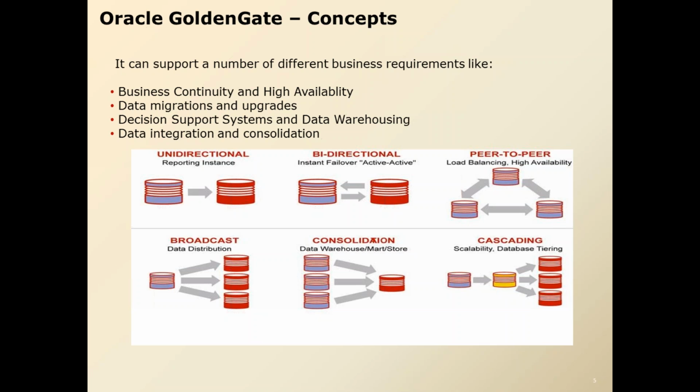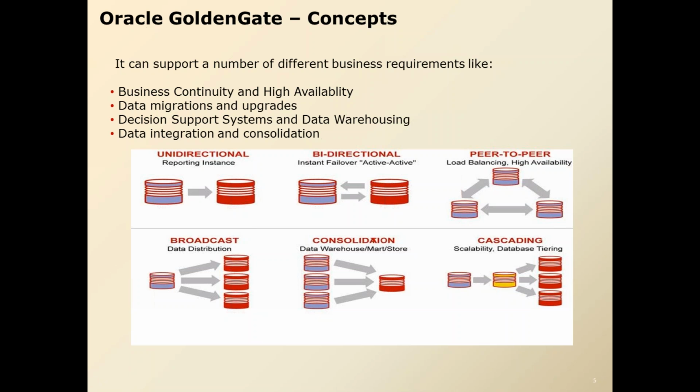So you have three sites, A, B and C. Data from A to B is replicating in bidirectional, that is A to B, B to A. Then B to C, C to B, and A to C, C to A. You can broadcast the data. That is, one source is there and multiple targets.